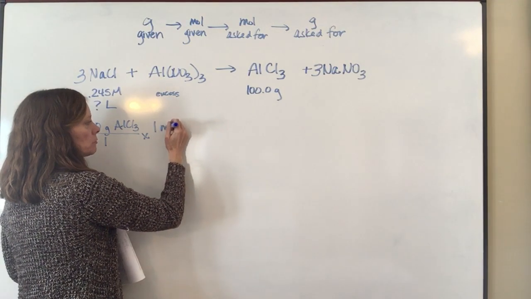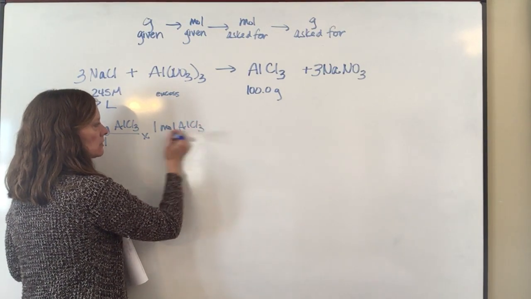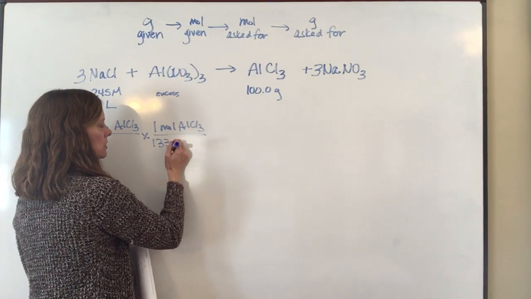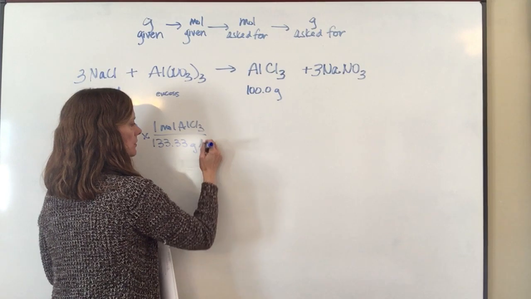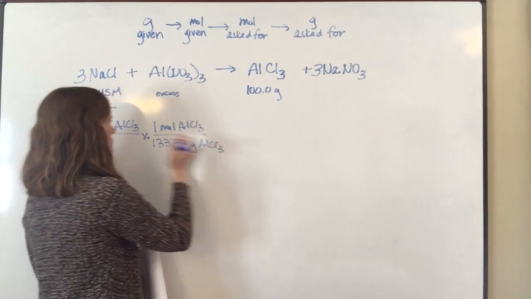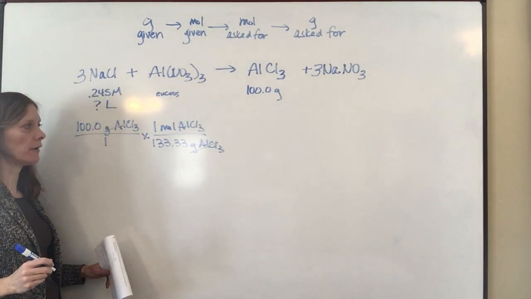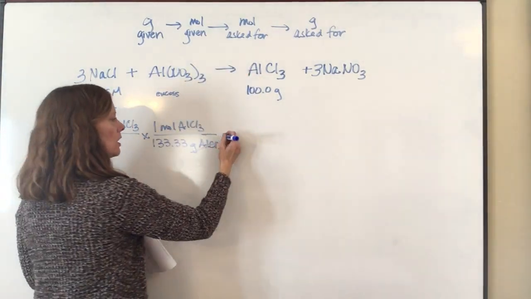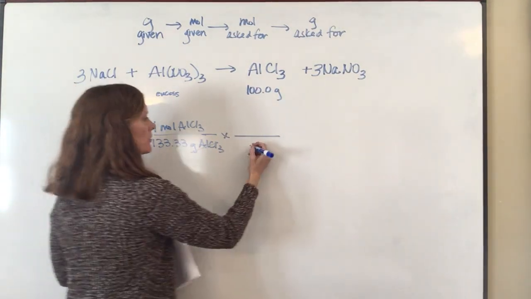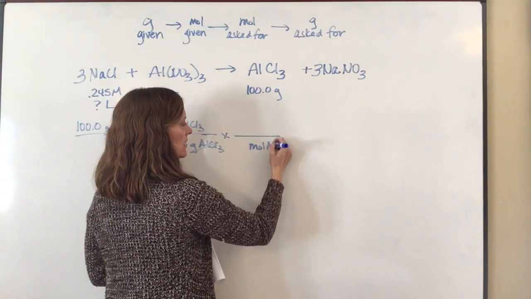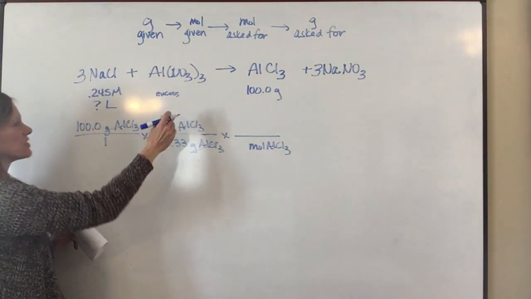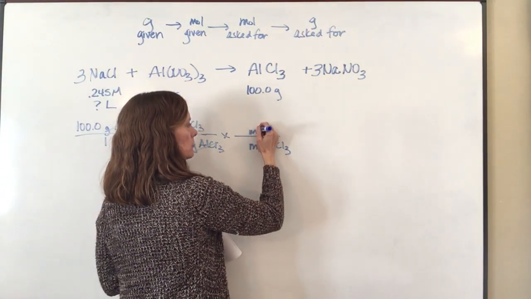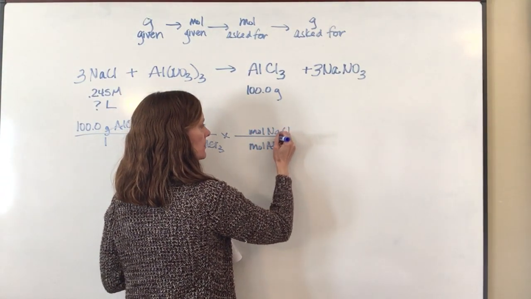I'm going to convert that to moles of the given. So in 1 mole of AlCl3, using your masses off the periodic table, that's going to give you 133.33 grams of AlCl3. So grams of AlCl3 will cancel out. Now I need to go from moles of my given to moles of my asked for. So moles of the given's going to go on the bottom. I need to get rid of moles of AlCl3. I'm trying to find out something about this NaCl. So I'm going to need moles of NaCl on the top.